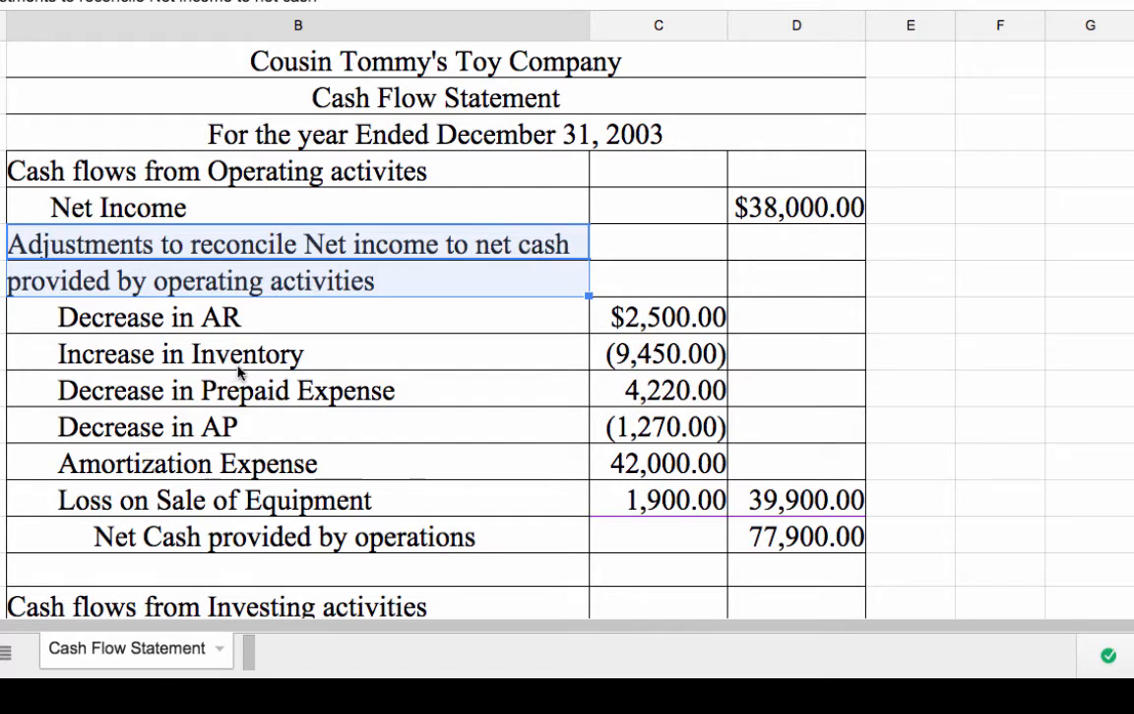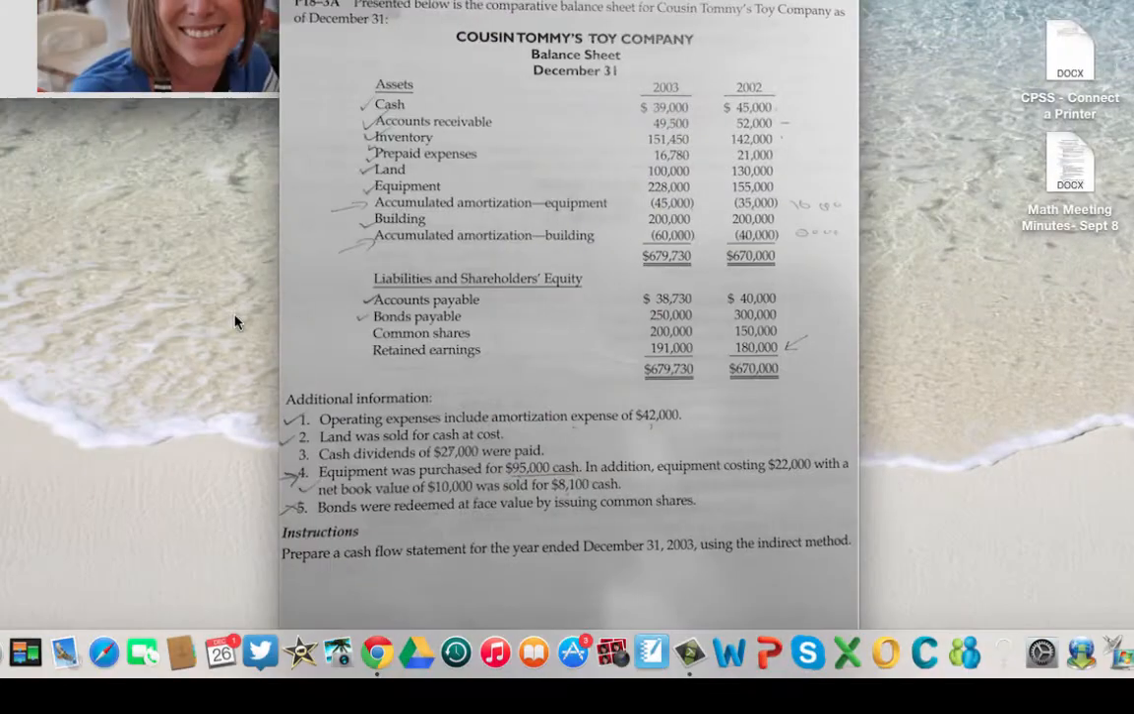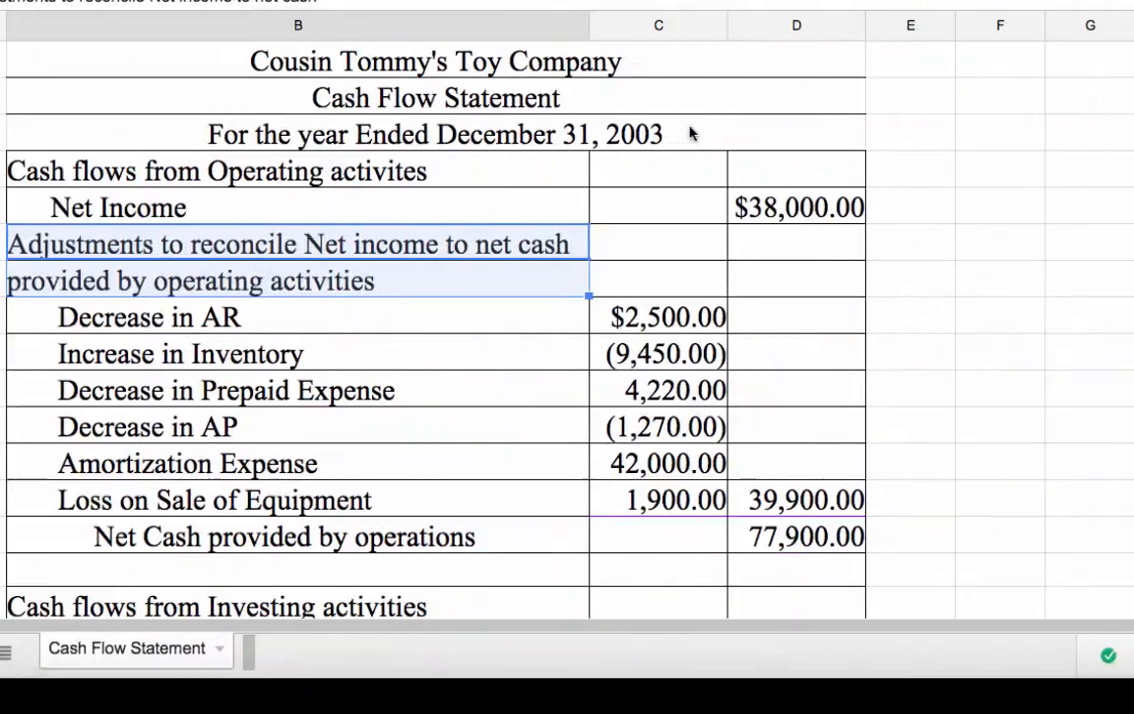So as you recall, the first thing we're going to do is look at our current assets section of our balance sheet. So we're not going to look at cash. We're going to start with accounts receivable. So in 2002 it was $52,000. In 2003 it was $49,500. So that has gone down by $2,500.